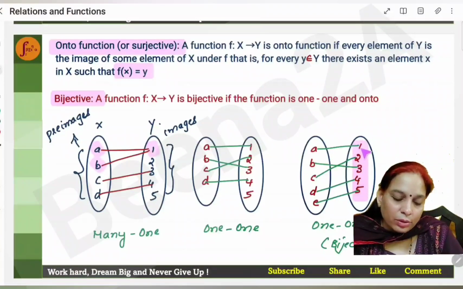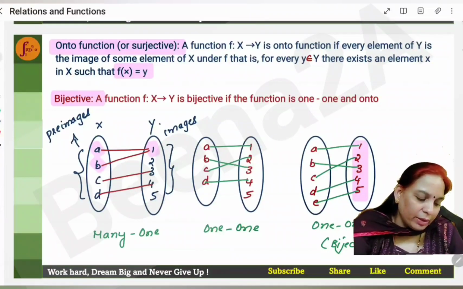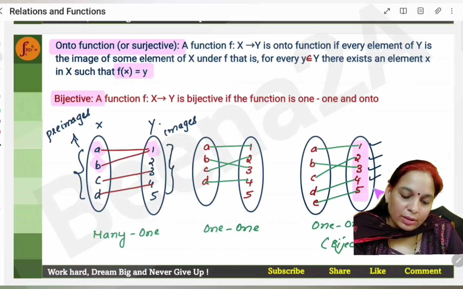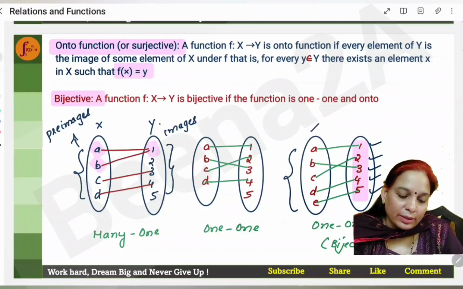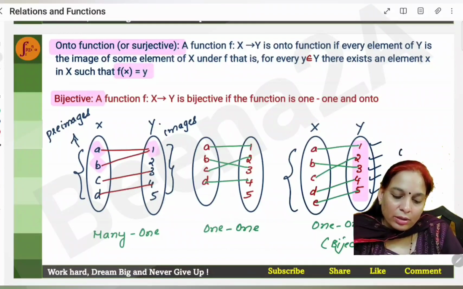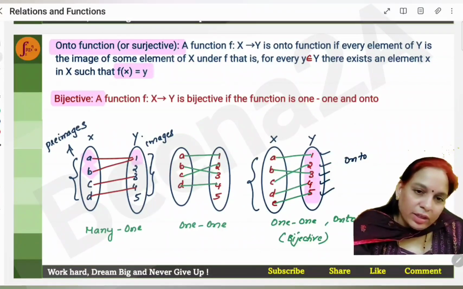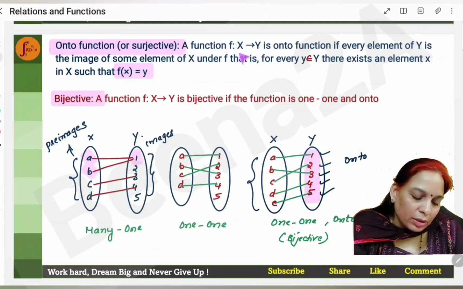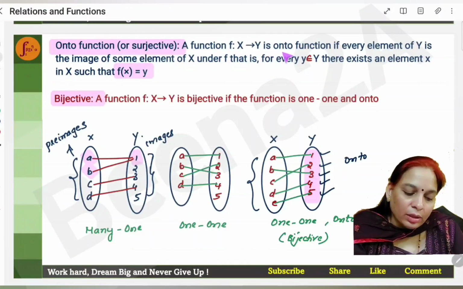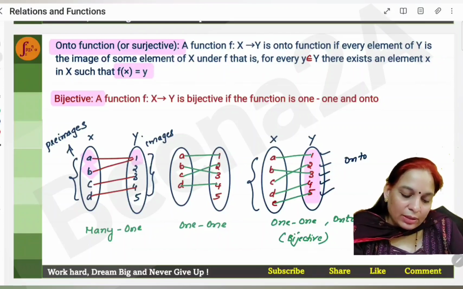This is onto. 1 is mapped to A, 2 is mapped to C, 3 is mapped to B, 4 is mapped to D, and 5 is mapped to E. So every element here is mapped to some element in this set. So this is called onto. Now, what is the definition of an onto function? A function f from X to Y is an onto function if every element of Y is the image of some element of X. That is, every element of Y is the image of some element in X.